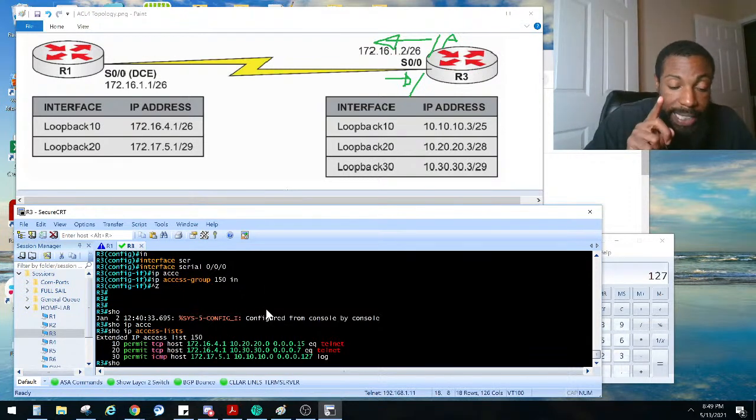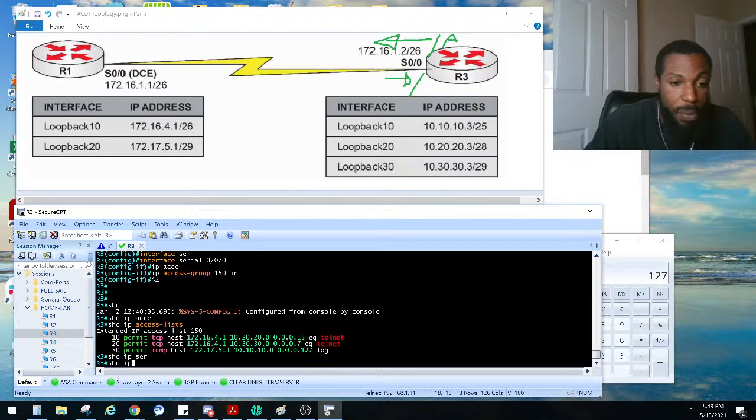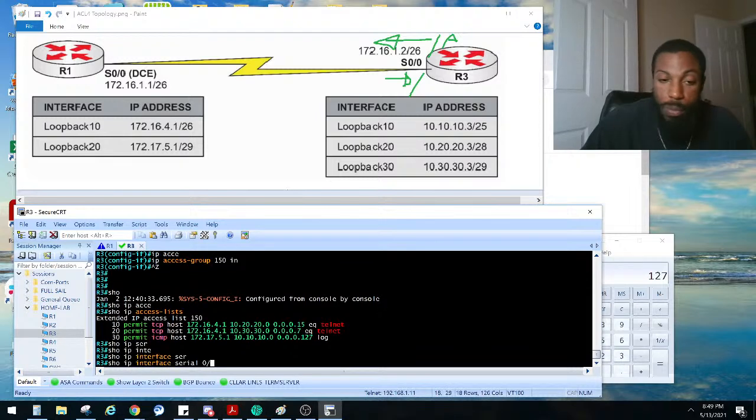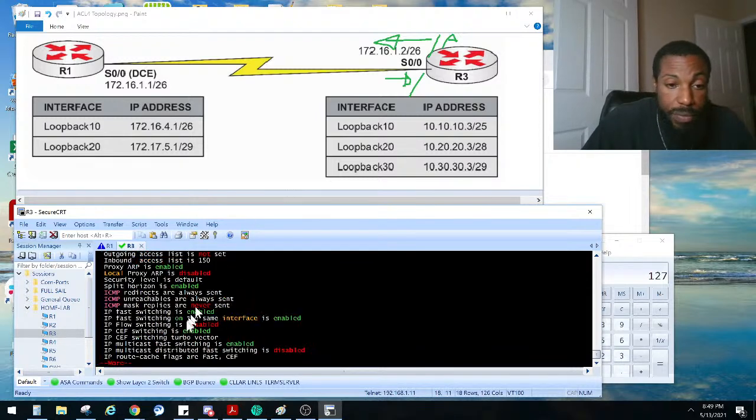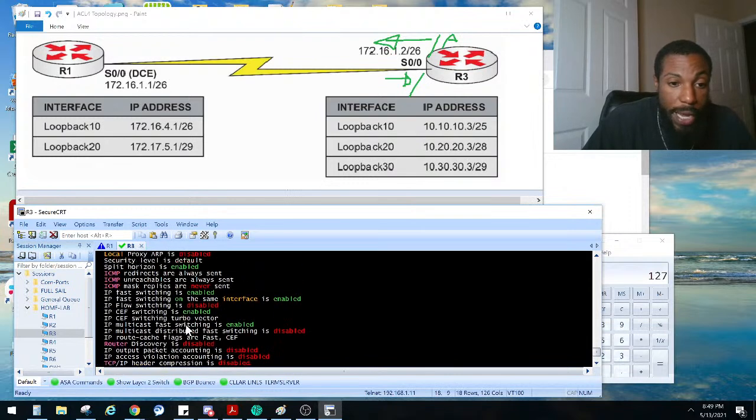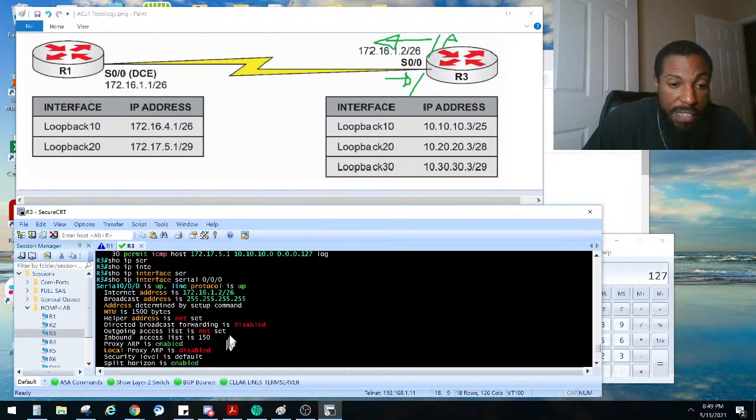So we've got the ACL. Let's verify what interface it's applied to. We do that with show IP interface serial 0/0/0. Remember, your interfaces might be different. Once you do that, you go up and you'll see the ACLs right here.